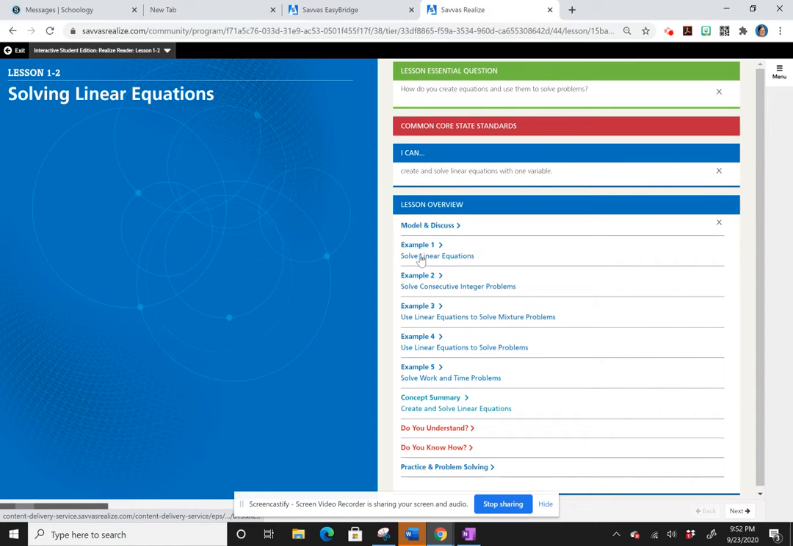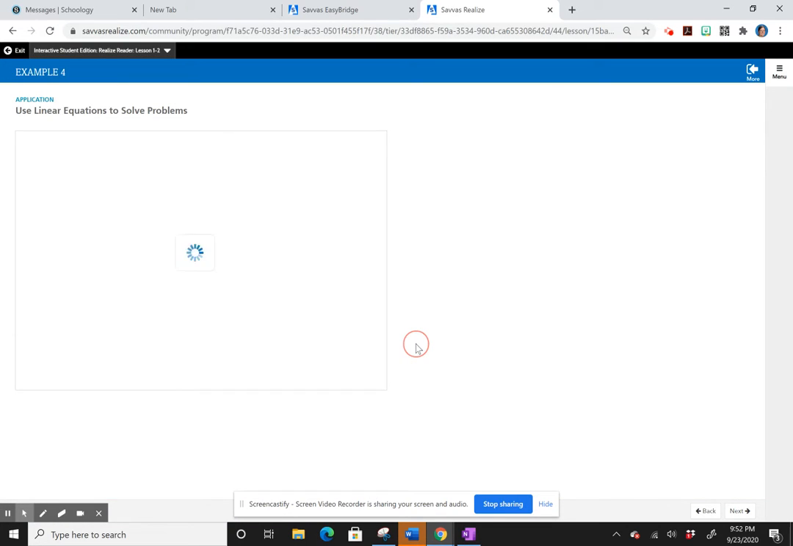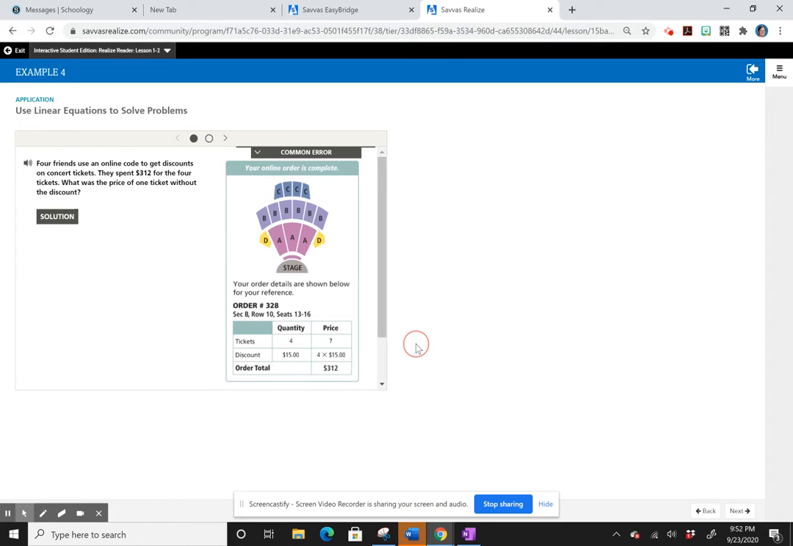Now, we've already discussed example 1 and example 2. At this moment, we are not going over example 3, and we're not going to go over example 5. You are always more than welcome to click on those examples, check them out. But this lesson today will be about example 4 and then a fraction problem that I want to share with you. So in example 4, it says, 4 friends use an online code to get discounts on concert tickets.